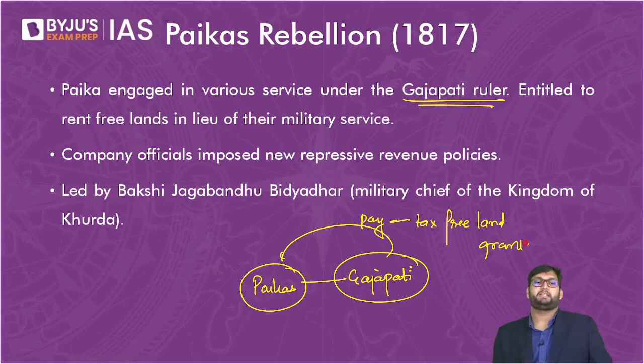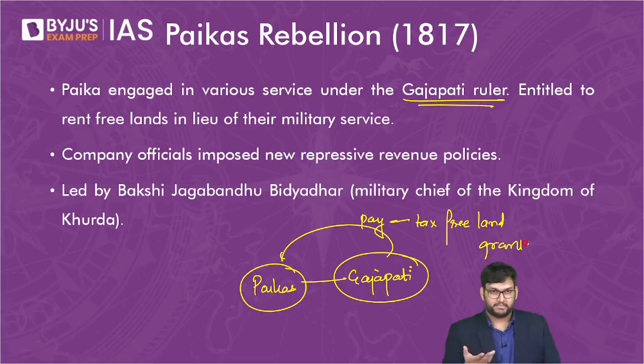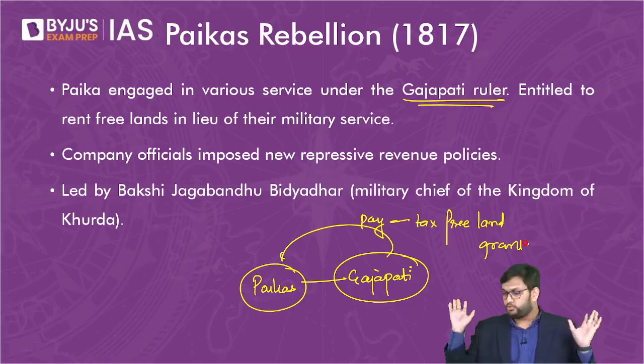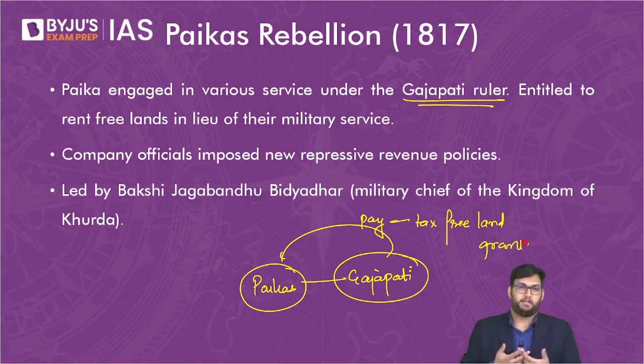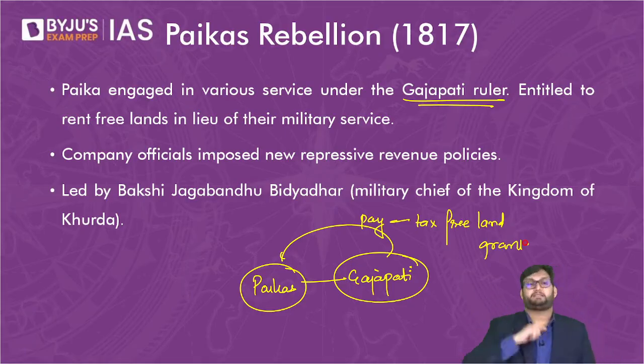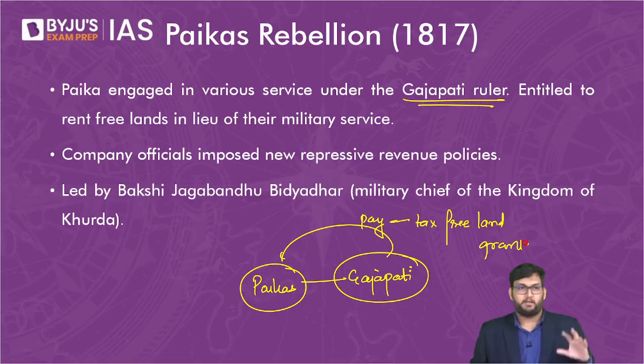Means that if I am in service of your state, you will give me a land and you will say whatever revenue comes from that land, you take it, you don't give it to me. Your salary is basically the revenue from the land. So it's called a tax free land grant. Now, as soon as the British enter this sector, they start to ask the Paikas to pay tax. So you have been for generation after generation not paying any tax but giving service to the state. Now the Paikas are asked by the British to pay a tax.